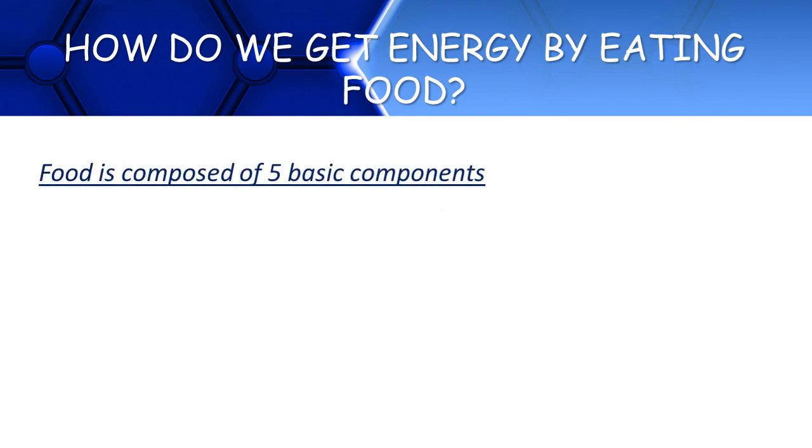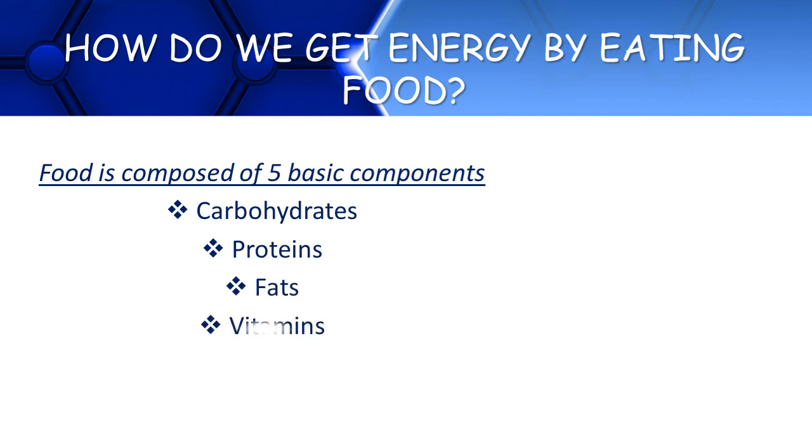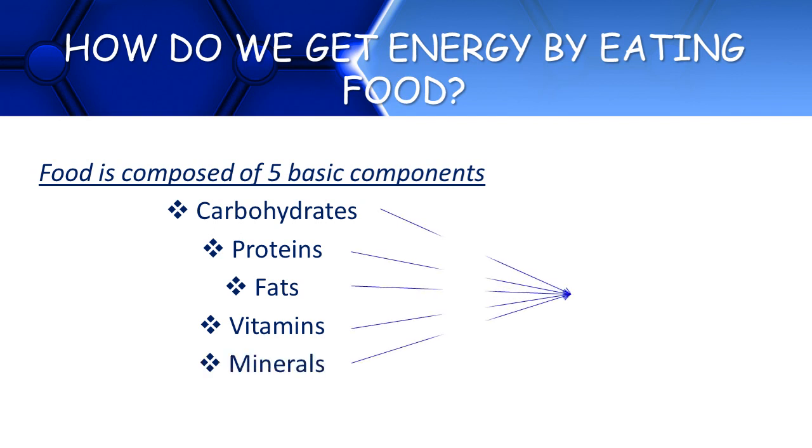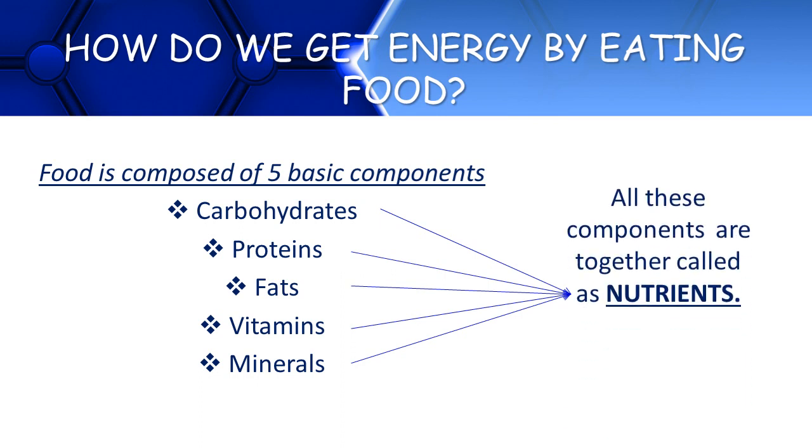Food is composed of five basic components. They are carbohydrates, proteins, fats, vitamins, and minerals. All these components together are called nutrients.